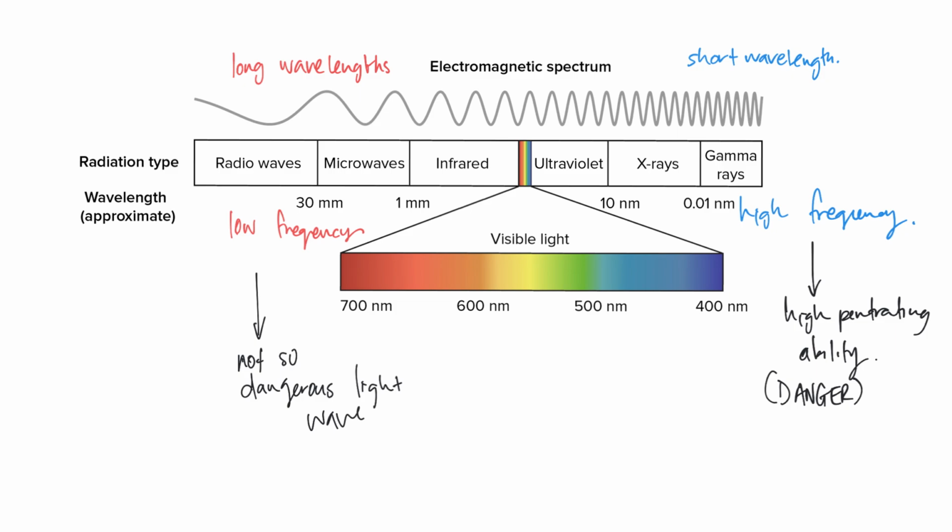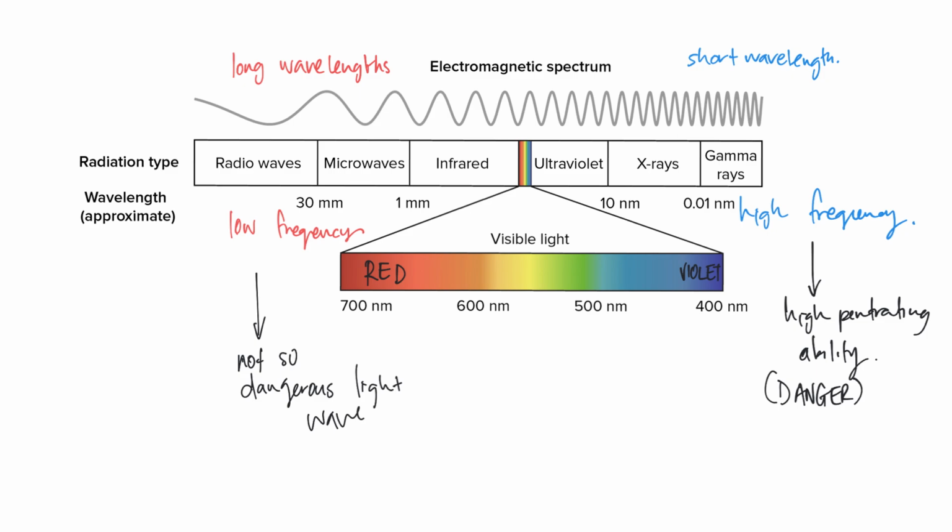Now the only kind of light that we can see with our naked eye are colors. And the colors that we use are the colors in the rainbow. So we go from red all the way to violet. What you must understand is when we have red light here, we have long wavelengths and low frequency. When we go to the end here and we have violet, we've got short wavelengths and high frequency.